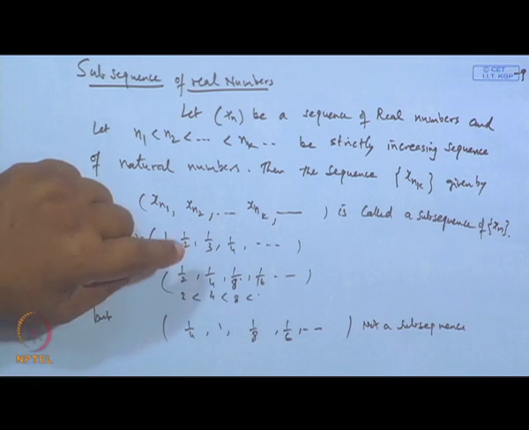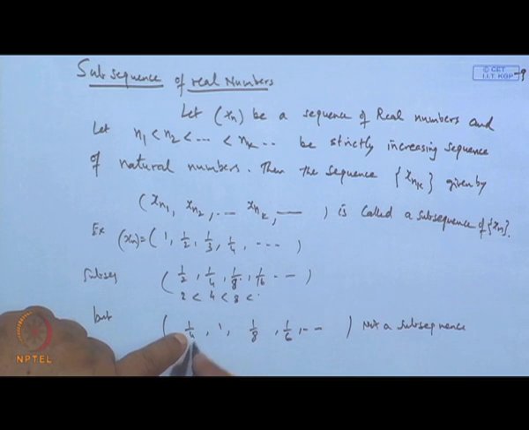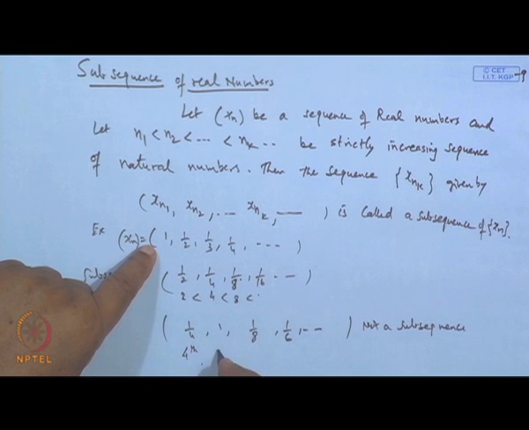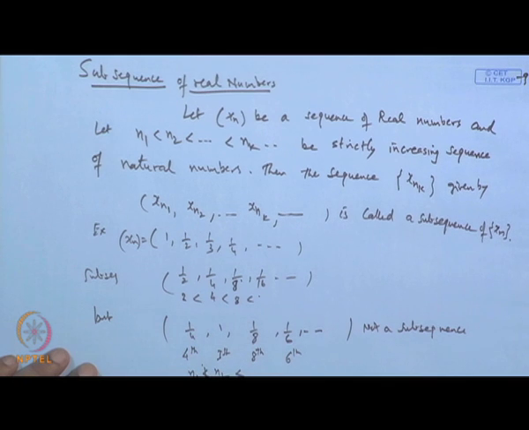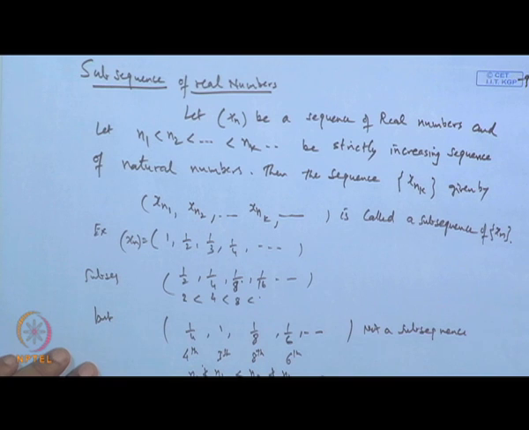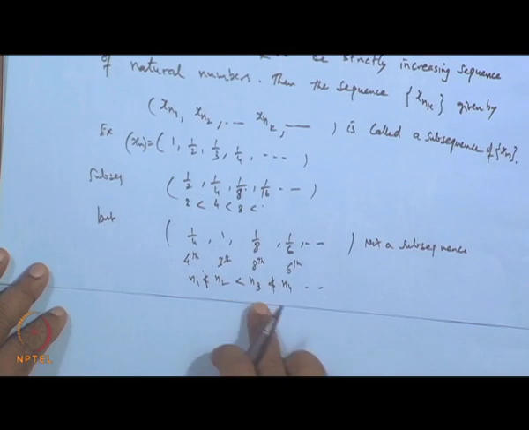Why? Because the order is not maintained. Here n 1 is the fourth term, then the first term, then the eighth term, then the sixth term. So there is no such order: n 1 is not less than n 2, n 2 is less than n 3, but n 3 is not less than n 4. It does not satisfy the criteria of a subsequence. Please check, is it okay?